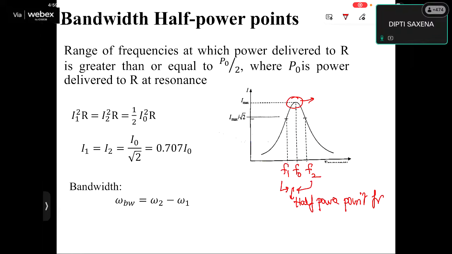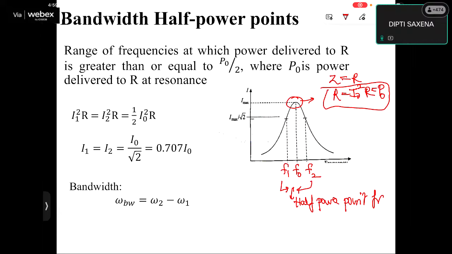At resonance, what is the power? At resonance, the impedance of the circuit is Z equal to R. So what is the power delivered to R? It is the current at resonance whole squared into R, and I will write this as P0. That is, the power delivered to the resistance at resonance is I0 square into R.